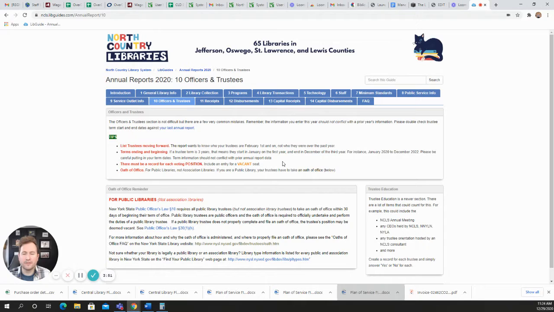Additionally, that term information shouldn't conflict with the term information from a prior annual report year. If you've got any questions, look at your previous year and make sure that those terms match.